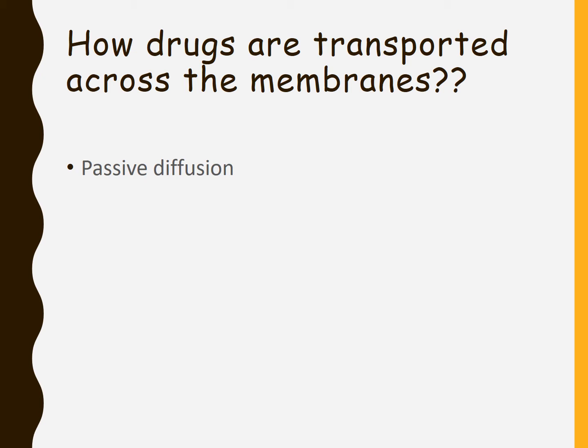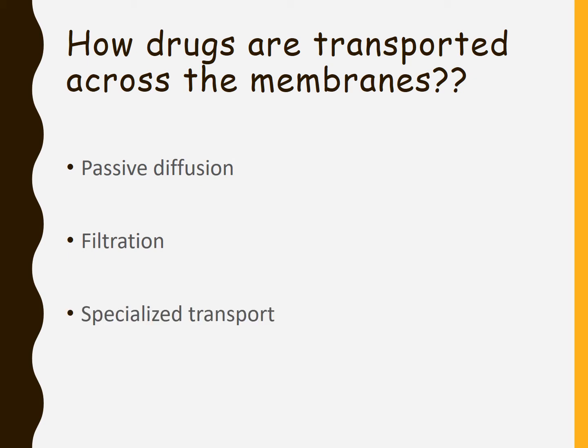For the higher concentration, it will move to the lower concentration. There is no need of energy here, so it is known as passive diffusion. Second, by filtration. Some membranes will have pores, of different sizes. So the movement of particles is according to the size of those pores.